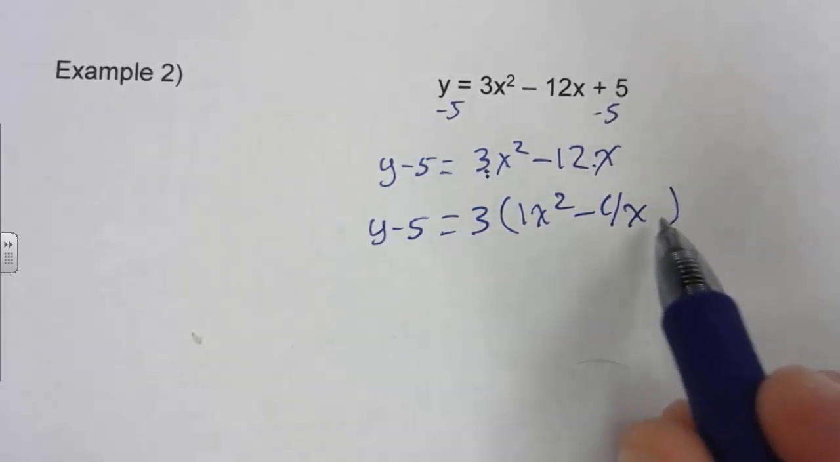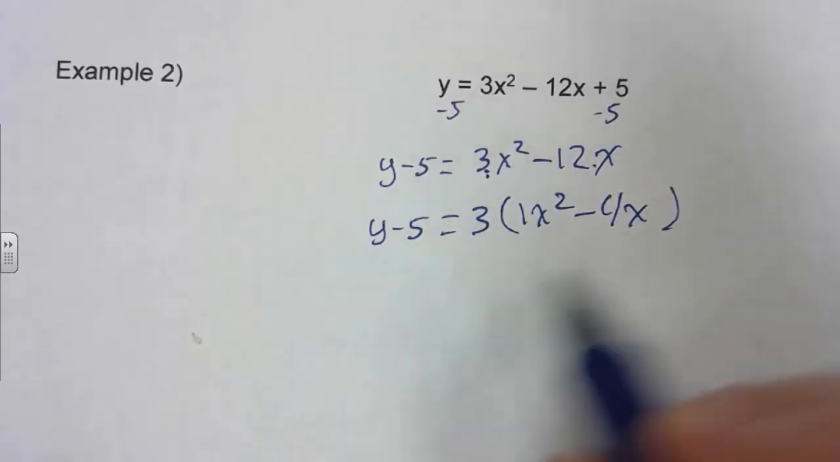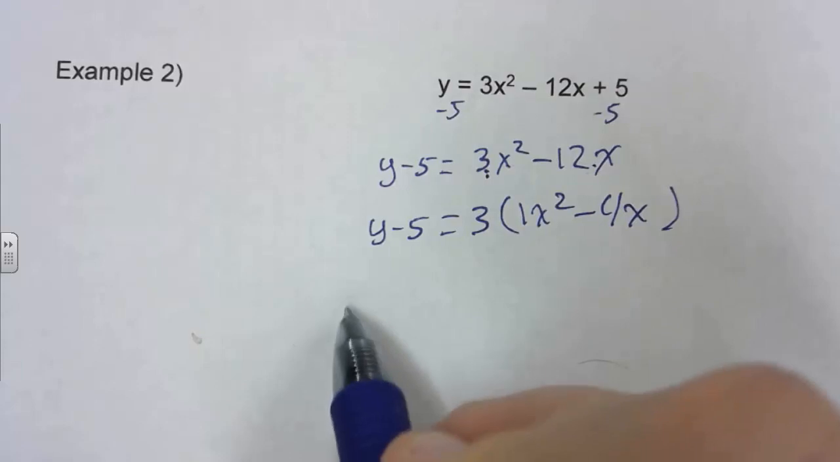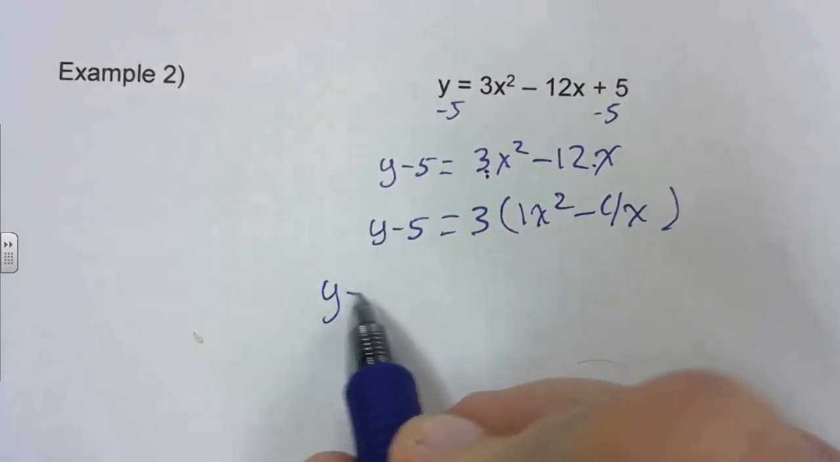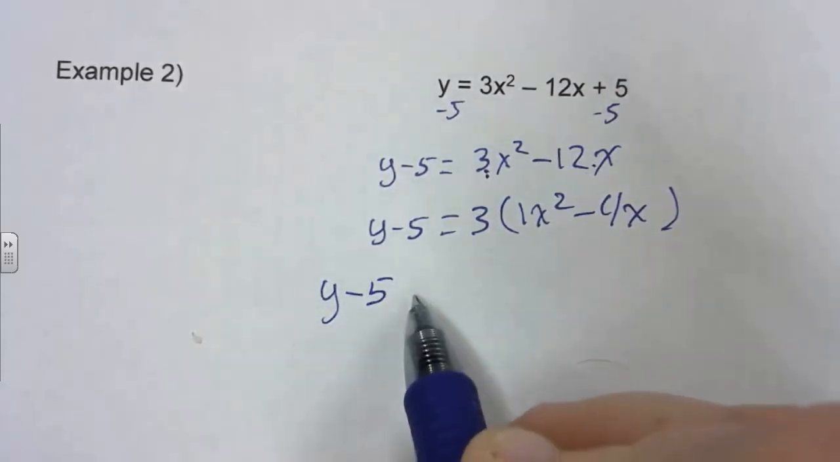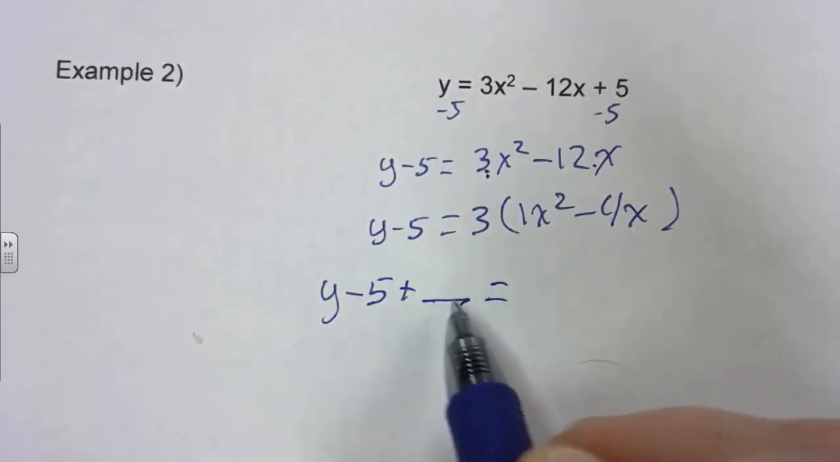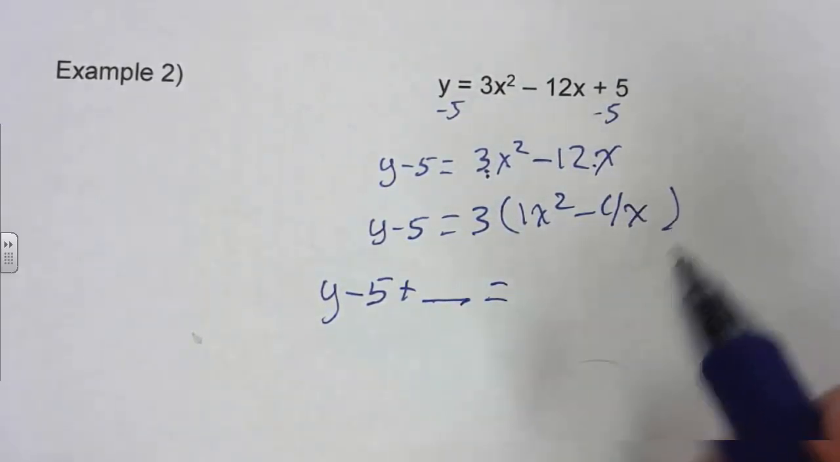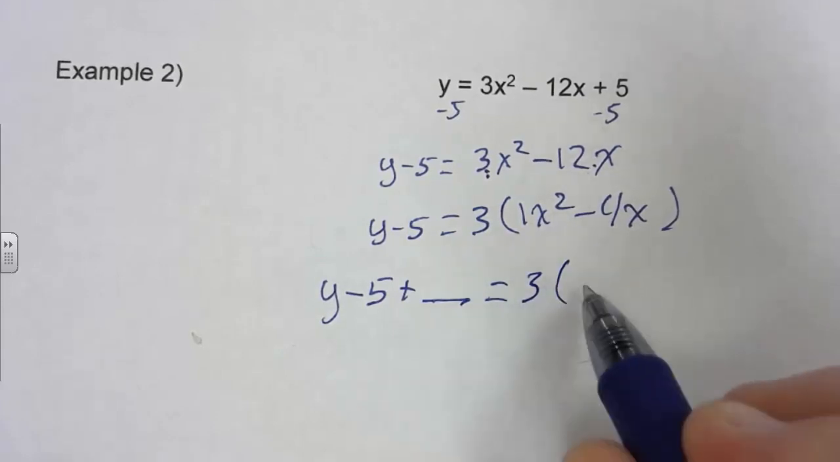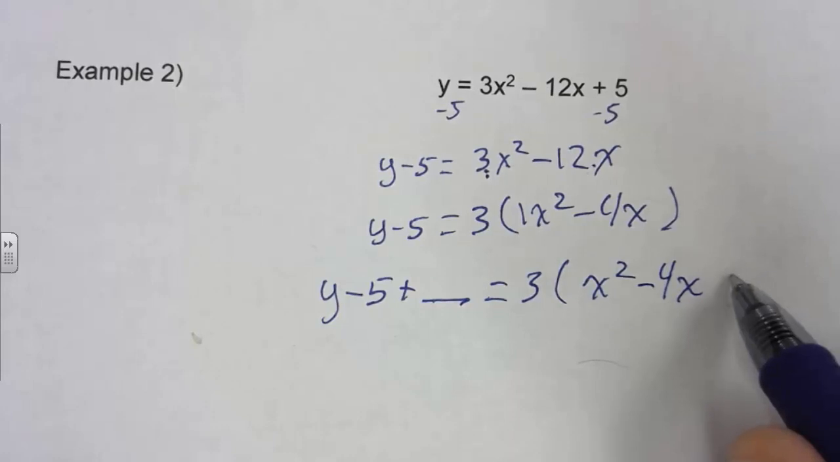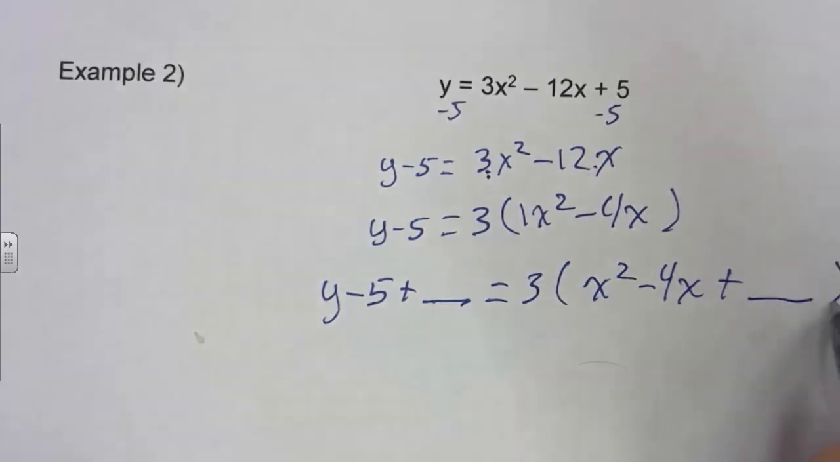Now I do have to complete the square, and I'm going to complete the square inside my parentheses. So I'm going to rewrite this, leave some space. And remember, whatever I add to this side, I've got to add the equivalent on the left. So I'm going to leave some space over here as well. So y minus 5. I'm going to put a plus sign here and put an underscore because I'm going to add something there, and it's going to be equivalent to what I add on this side. So 3 parentheses 1x squared minus 4x plus some unknown number.